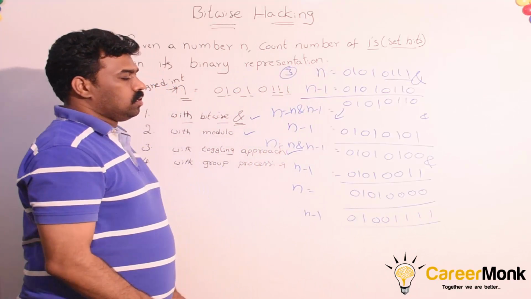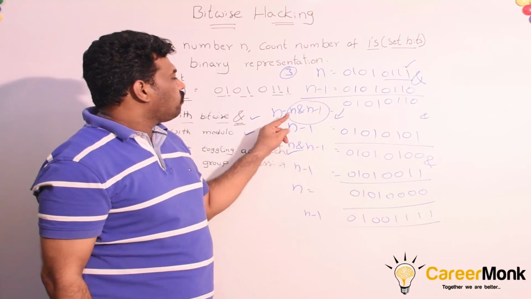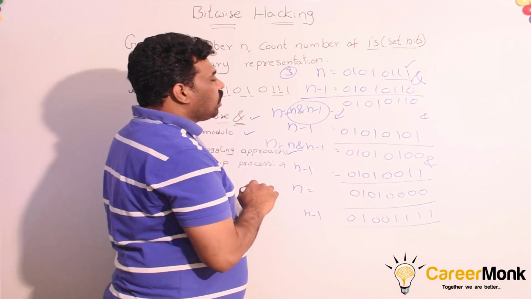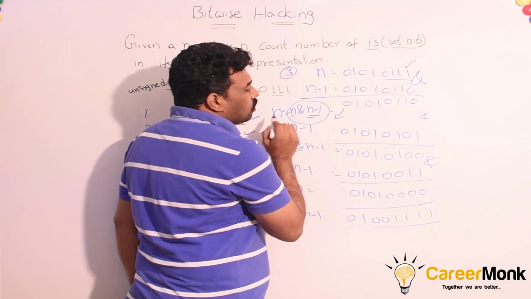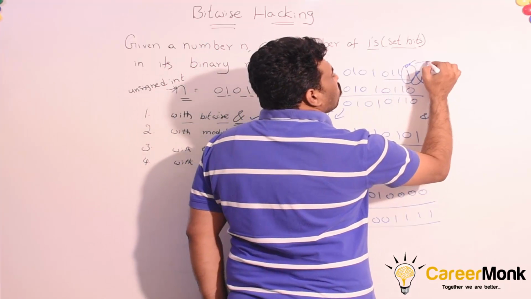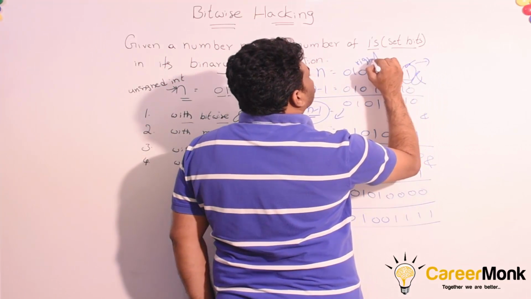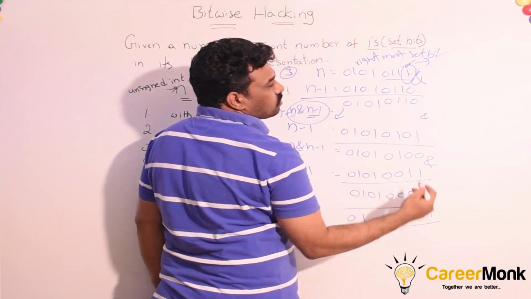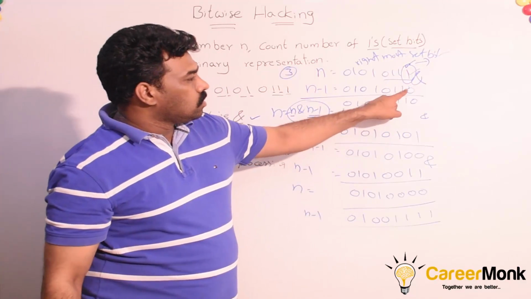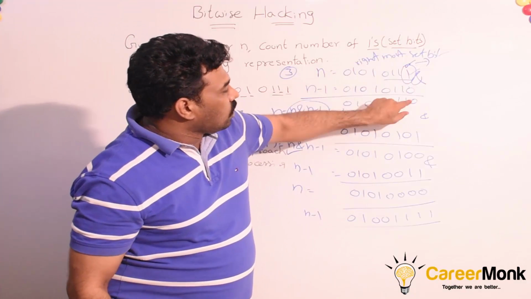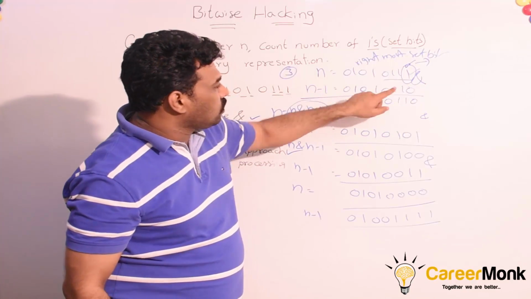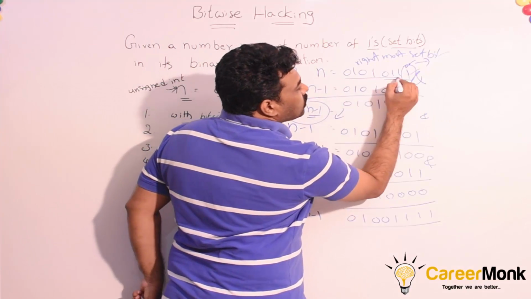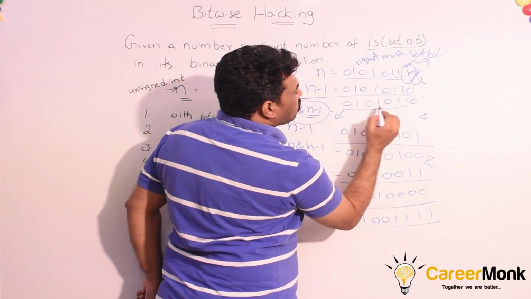Do you agree? What is the observation here? Why are we going for n and n minus 1? What is the advantage of that? If you carefully observe, n and n minus 1 always toggles the rightmost set bit. Here the rightmost set bit is this one. Since we are considering n minus 1, the output is this one. So overall, in n and n minus 1, all the remaining bits are the same except the rightmost set bit. You can observe, compare these two.